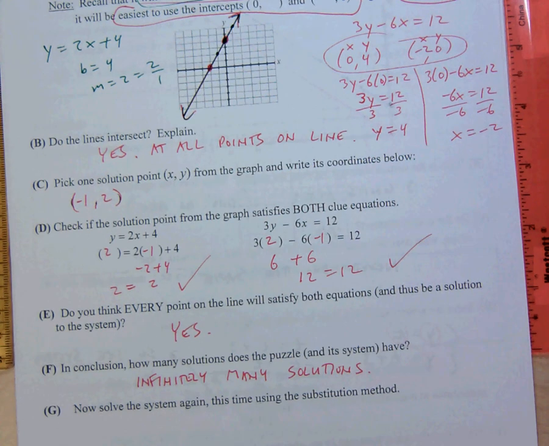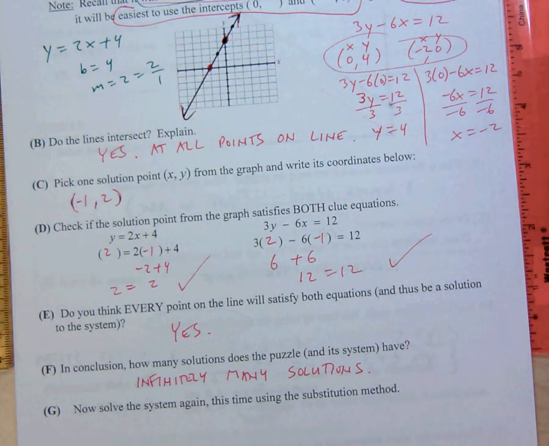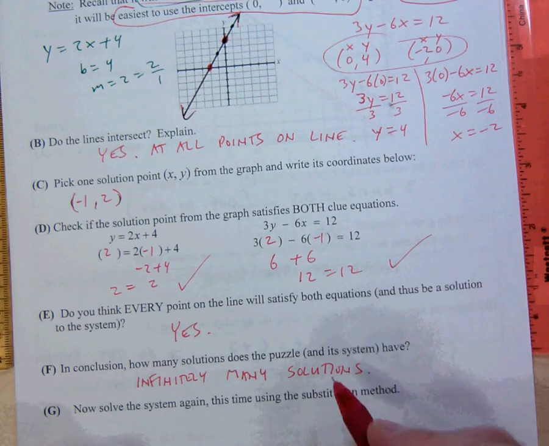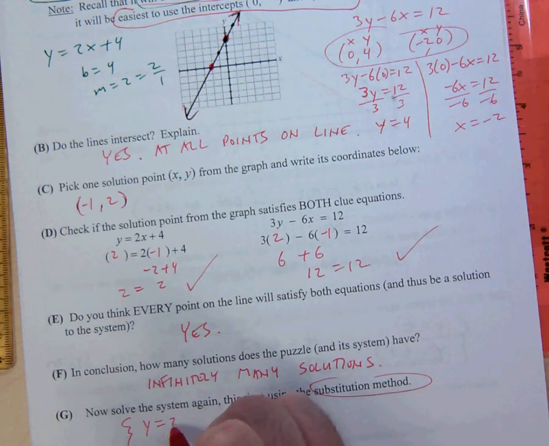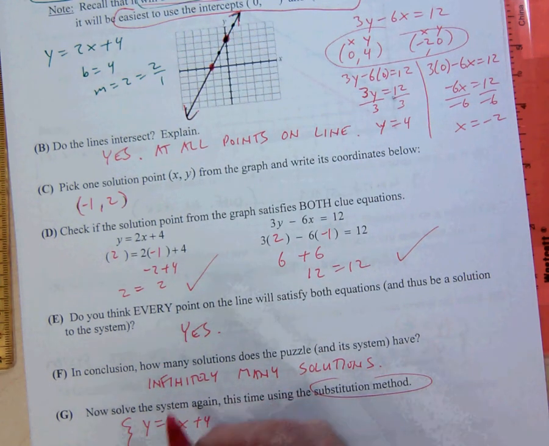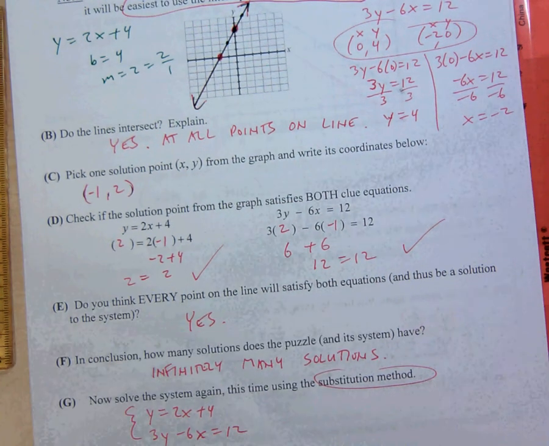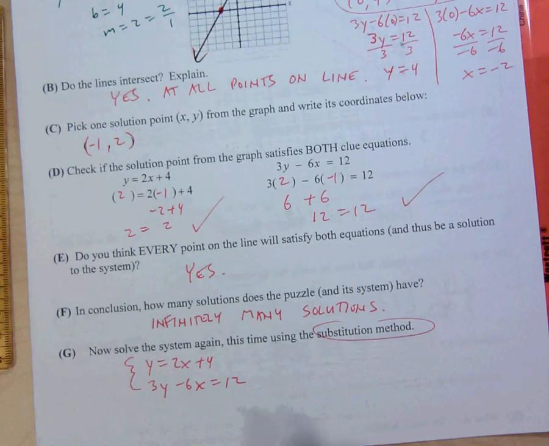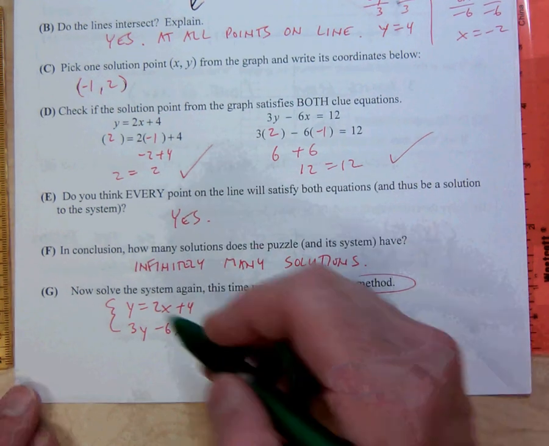Okay, so now we're going to solve it again, this time using what method? Substitution. Okay, so here's my system. Let me recopy it again. Here it is. Okay, what substitution makes the most sense here, guys? If you did your homework last time, this should be an easy question. What substitution makes the most sense there to solve the system by substitution? Plug in the top one, y equals 2x plus 4, into the 3y.